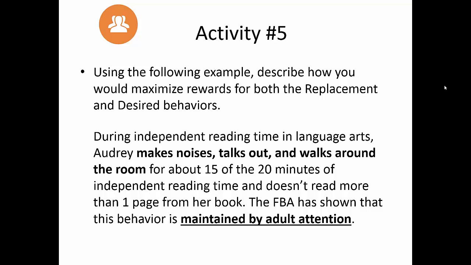So now you have an opportunity to show that you understand the whole ideas around reinforcement and show these rules. And so you'll see the following example and describe how you're going to maximize rewards for both, remember, the replacement and the desired behaviors. So take a look at the scenario. It says during independent reading time in language arts, Audrey makes noises, talks out, and walks around the room for about 15 of the 20 minutes of independent reading time, and doesn't read more than one page from her book. The FBA has shown that this behavior is maintained by adult attention. Go ahead and complete that activity right now and you'll see the answers. Thank you.